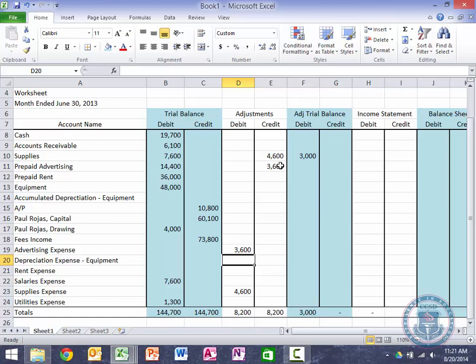Priscilla, you ready? Come on, help us out with Charlie. What do we do for Charlie? Rent of $3,000 expired during the month. So what are we going to do? What does that mean, the rent expired? Well, we have prepaid rent of $36,000. So $3,000 of that is gone. We used it. So what are we going to do?